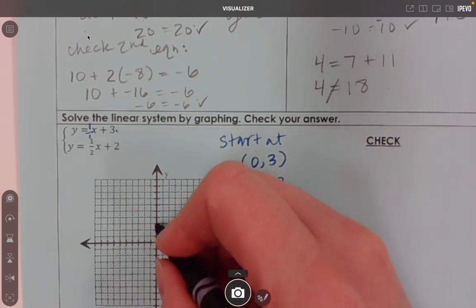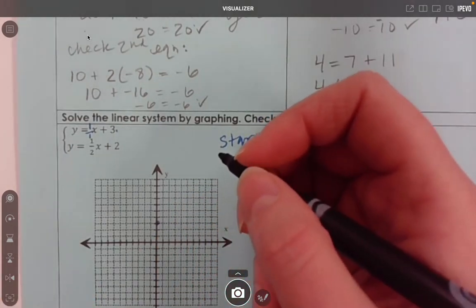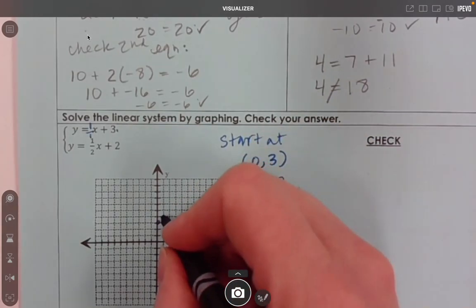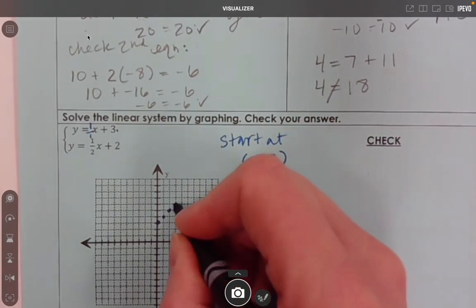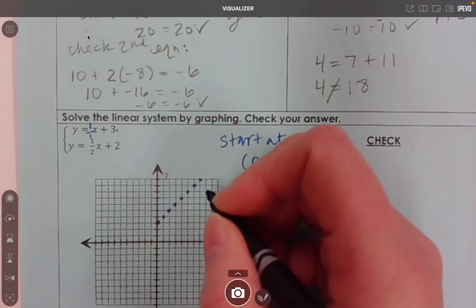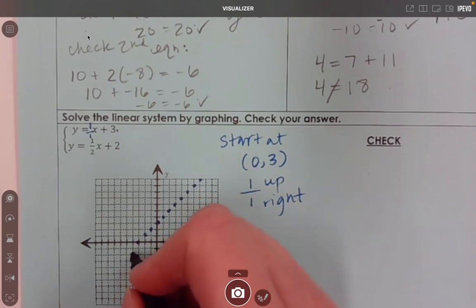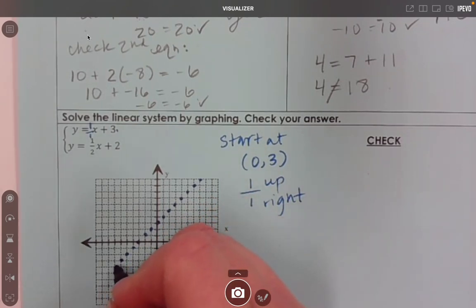So let's see, here's 0, 3. And then if I'm doing a slope of up 1 over 1, so let's see, up 1, 1 to the right. I'm making all these points. So every point that I make on this line is a solution. Those are all the ordered pairs that work in this line. And really, there's points in between. It's just they're not integer points.